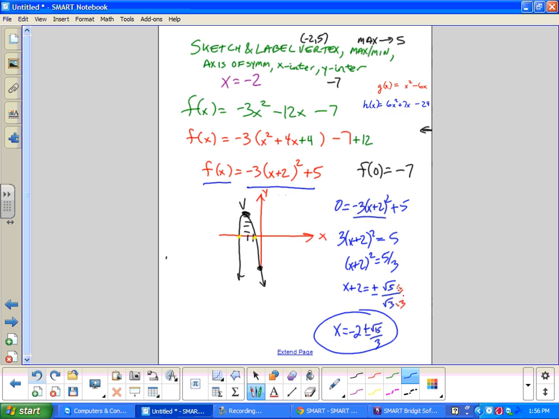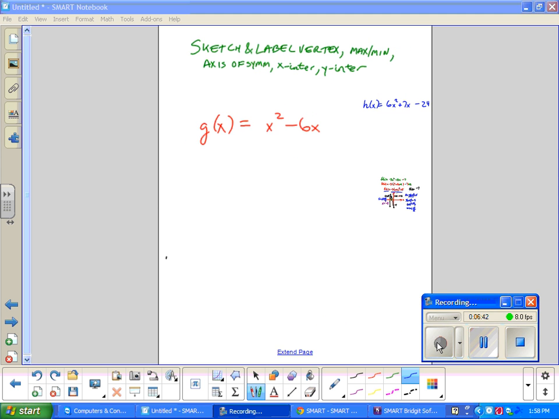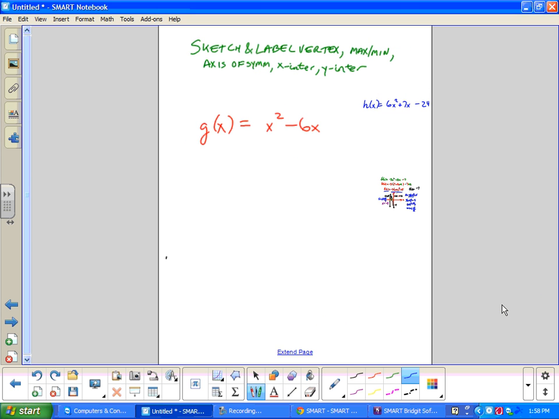This is the x-intercept, axis of symmetry, y-intercept, max of 5, vertex. And we've just done f of x, the green function. So I'm going to gather all of this up down here, and we're going to get the red problem out. g of x equals x squared minus 6x next. On the next one, understanding that parabolas are symmetrical saves you a ton of time.